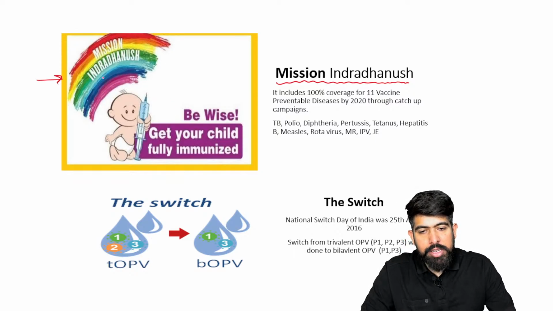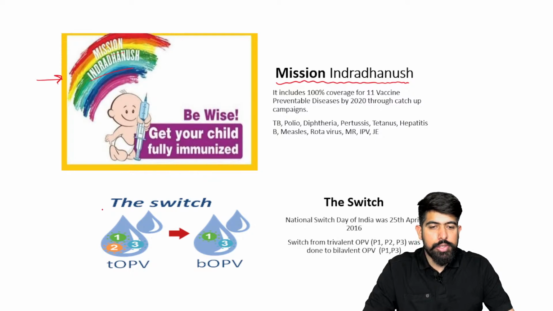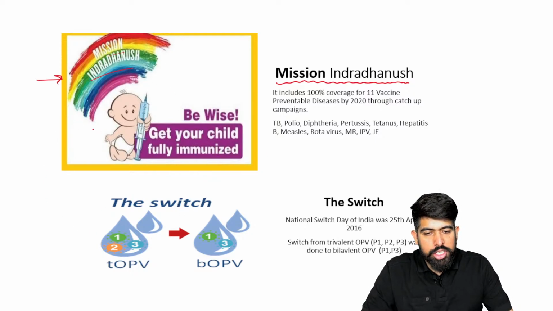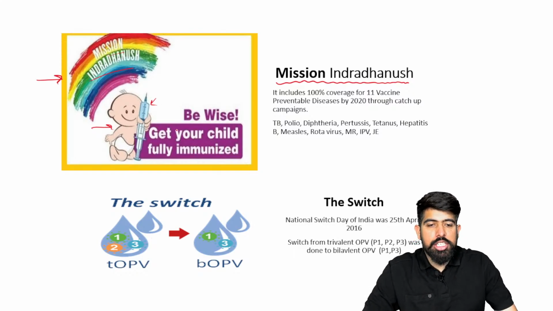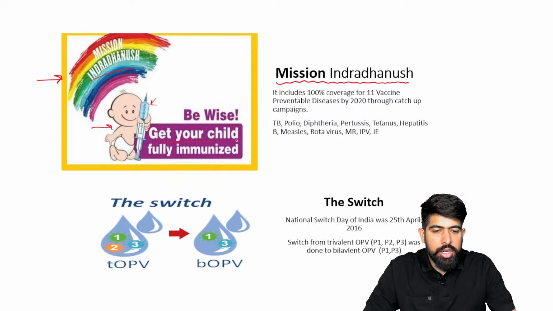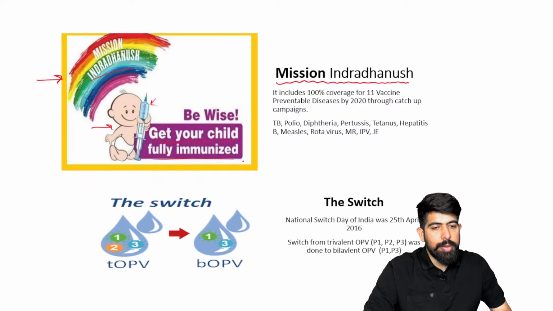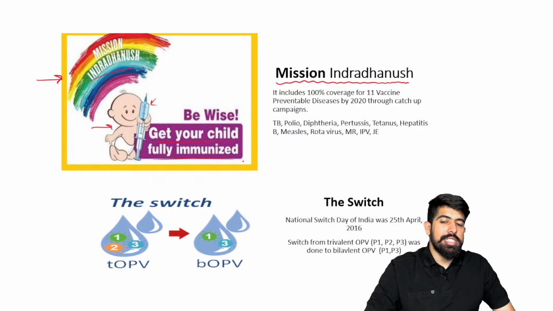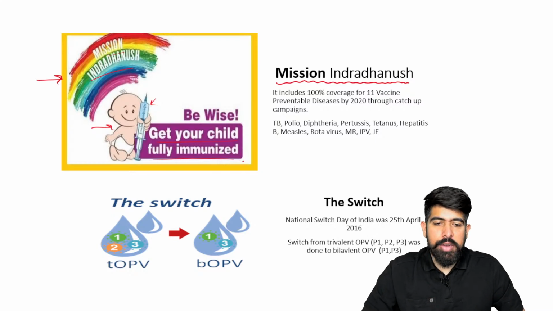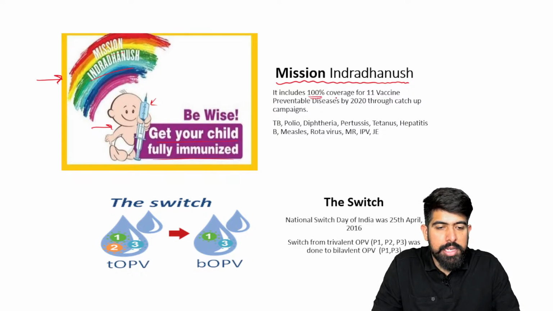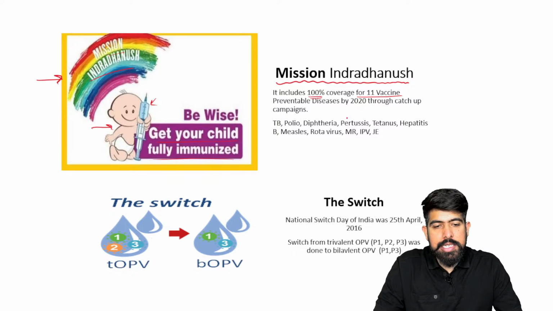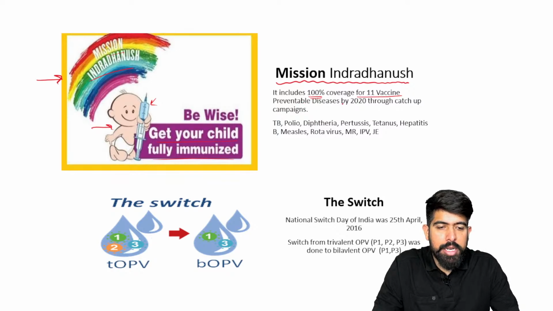You can see all 7 colors given and Mission Indradhanush clearly written. Here the child is shown with a syringe and needle, and it is clearly mentioned: be wise, get your child fully immunized. So Mission Indradhanush is about the immunization of the child, and it includes 100% coverage for 11 vaccine-preventable diseases by 2022, catching up through campaigns.